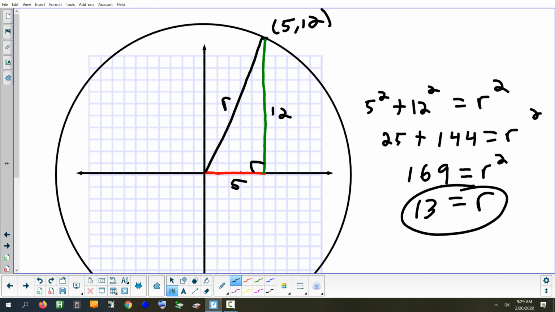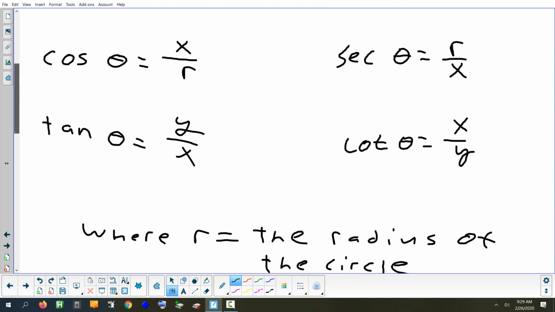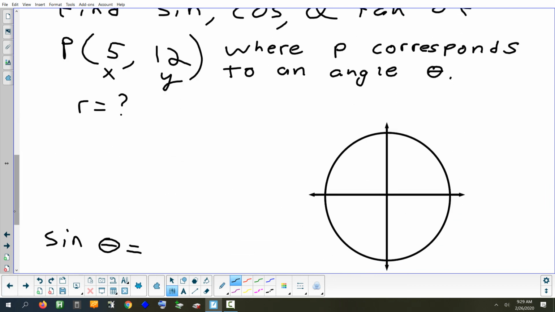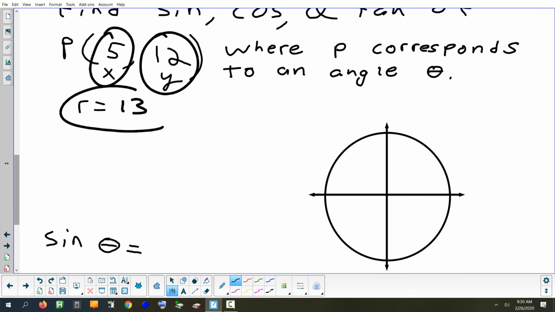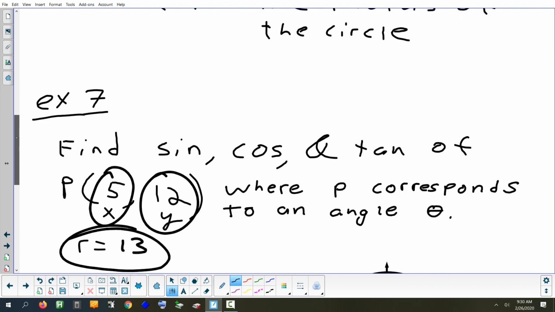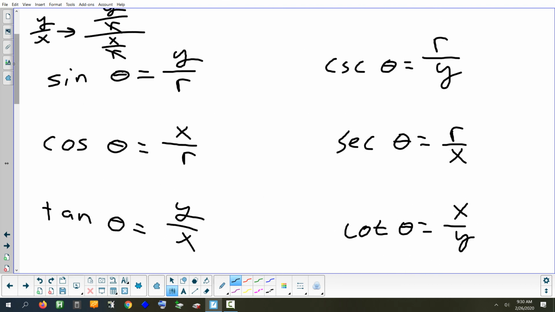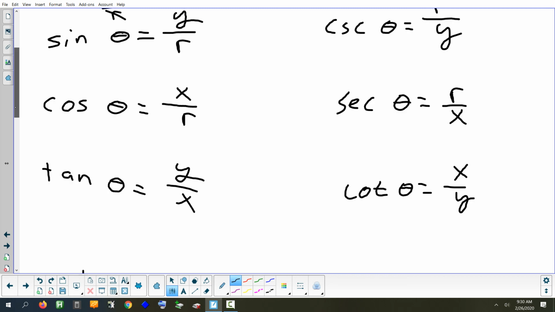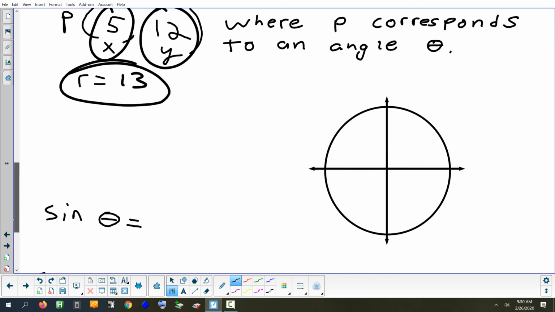So now you know how big of a circle you were on. Circle of radius 13. So let's add that letter right here. R equals 13. There's X, there's Y, there's R. Now just fill it in to whichever ones they want. I think in this one I only asked for the first three. So let's start with sine.